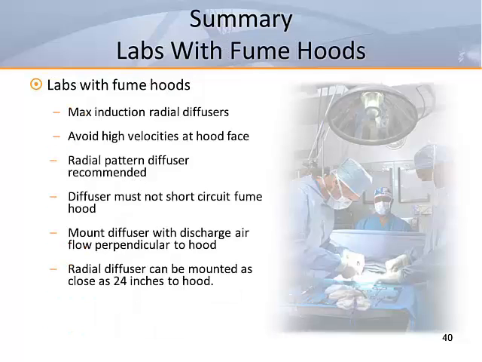For laboratories with fume hoods, use maximum induction radial air pattern diffusers. Avoid air jets directed toward the hood sash where velocities are greater than the sash intake velocity. Mount the diffuser with a discharge air pattern perpendicular to the fume hood to avoid short-circuiting. Radial diffusers can be mounted as close as 24 inches from the hood.